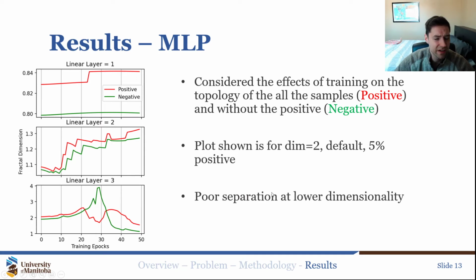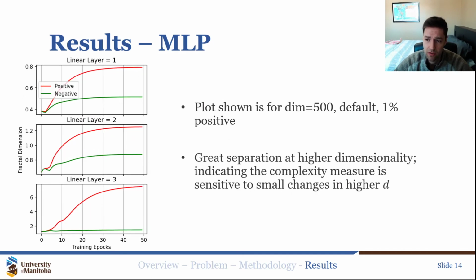This is just to demonstrate that it's very poor separation at lower dimensionality. So the model is not very good at determining the complexity of these activation layers when the feature dimension is only 2, right? That goes to show, as I showed in the previous slide, the usefulness of the measure in determining complexity in high order feature space. It's very efficient at doing so. And we can see that when we increase the input dimensions to 500, again default, and we're only considering 1% positive training examples. So imagine it clusters 5,000 points, only 1% are positive and are very peripheral, right?